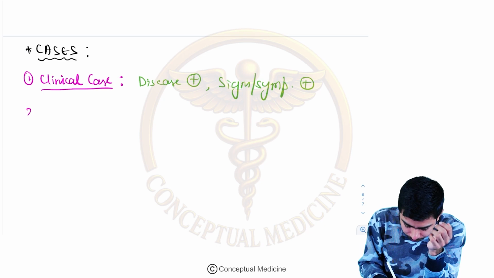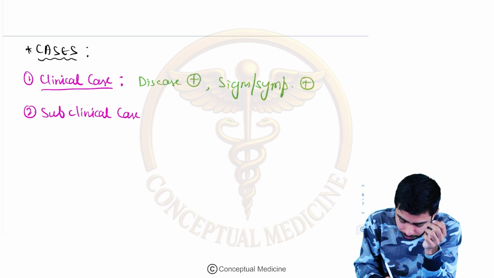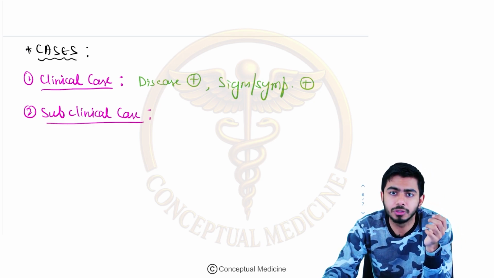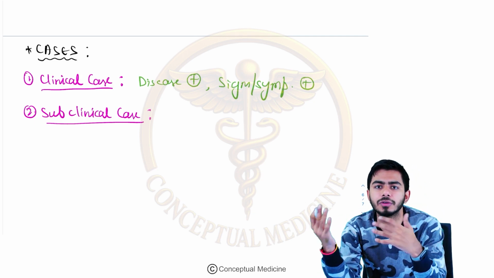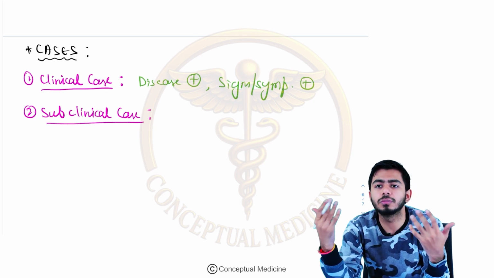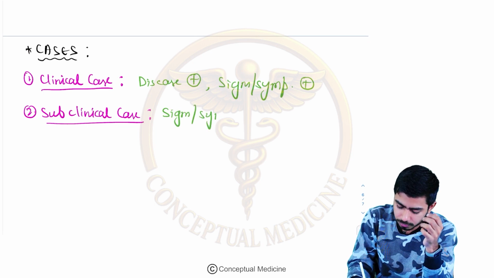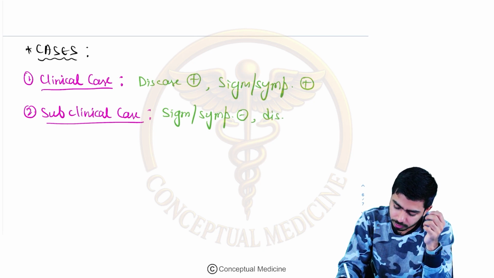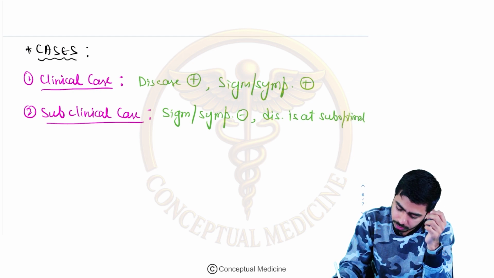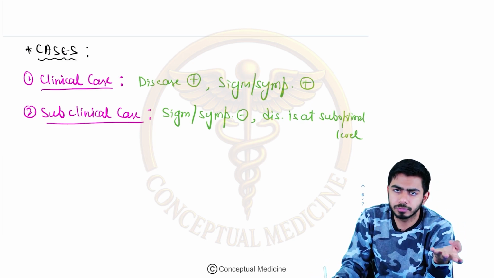Next one is your subclinical case. What is a subclinical case? Listen to me very carefully, guys. These terms are very important. They usually try to confuse you between these terminologies. Subclinical case means here the disease is at a suboptimal level. You might not see the signs or symptoms. Why is it so? Because the disease is at a suboptimal level. For example, subclinical hypothyroidism.